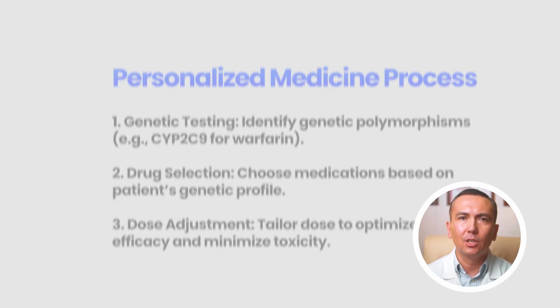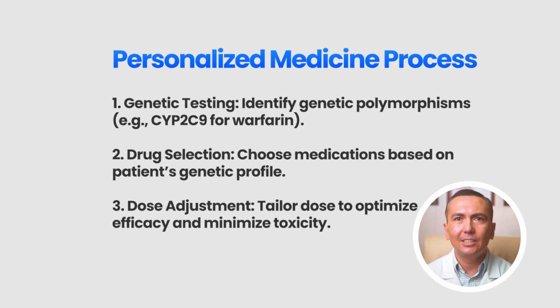Here are 3 personalized medicine processes. First, genetic testing. Identify genetic polymorphisms, such as cytochrome P2C9 for warfarin. Second, drug selection. Choose medications based on the patient's genetic profile. Third, dose adjustments. Tailor those to optimize efficacy and minimize toxicity.